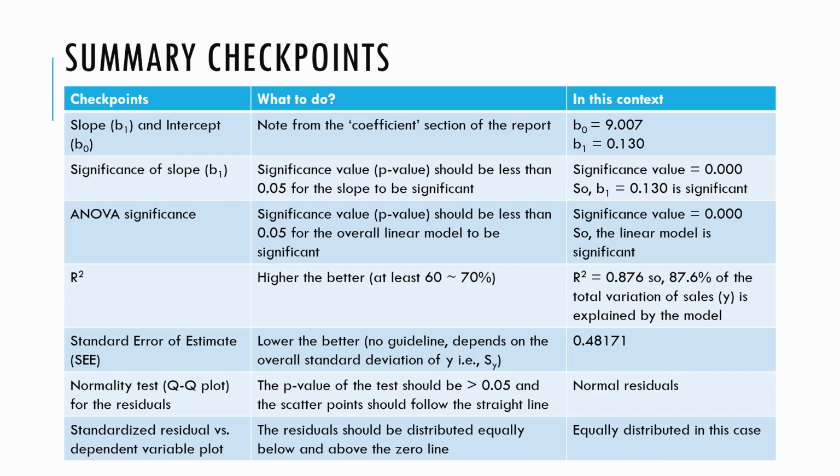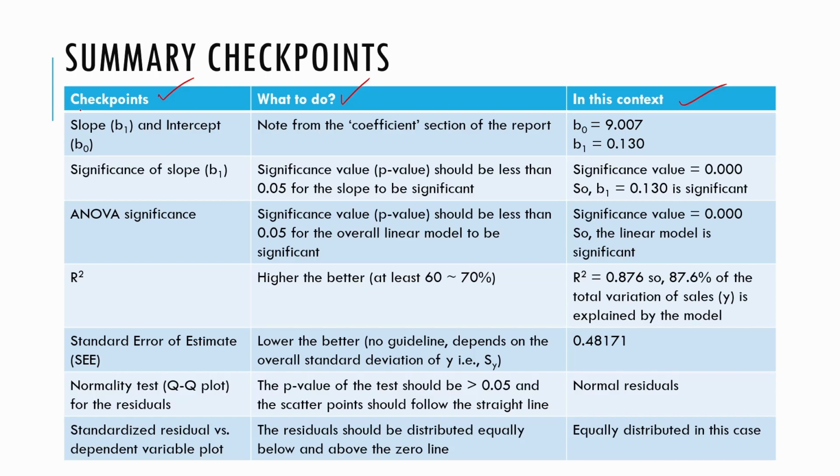In this last slide I have made a summary of the list of checkpoints that you need to interpret when you take out a regression output. There are 7 points that you can see here. The first column is for the checkpoints, what are the checkpoints. The next column is for the guideline, that is what is to be checked. And the third column is in this context, that means for this particular problem that we have taken in this video, what are the observations.